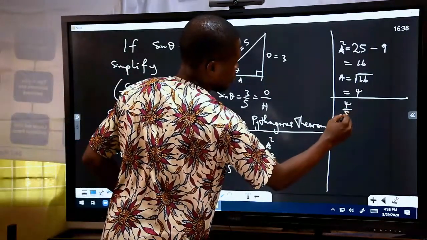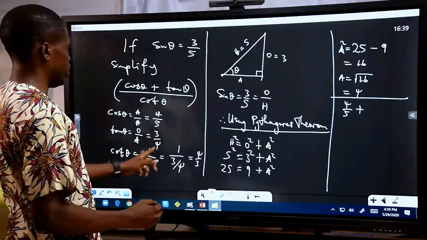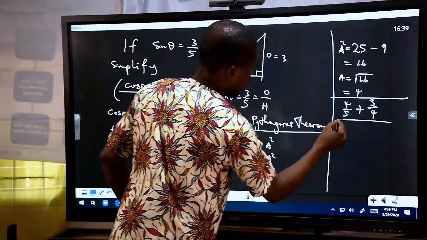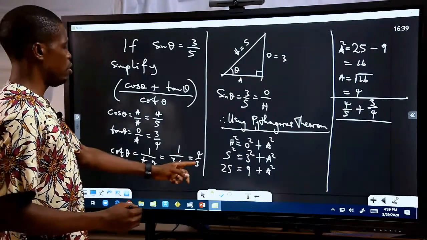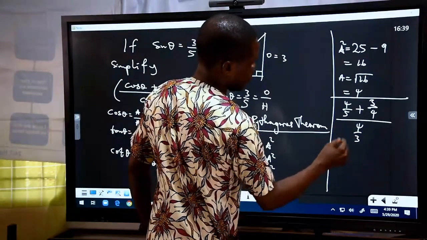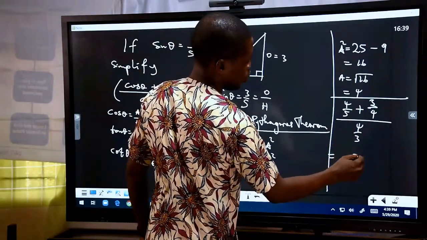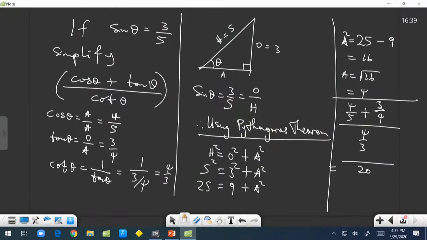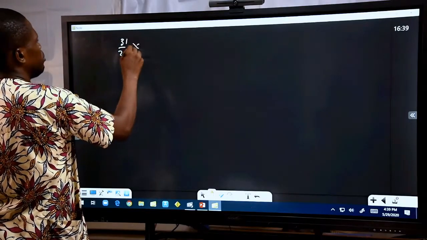So you have 4 over 5 plus tan theta, which is given as 3 over 4, divided by cot theta, which is 4 over 3. So we simplify this. For 4 over 5 plus 3 over 4, the LCM is 20. So we have 16 plus 15 over 20, which is 31 over 20, divided by 4 over 3. That is equal to 31 over 20 times 3 over 4.